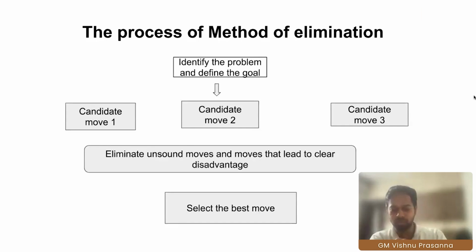Candidate move 3 is bad. Okay, let me eliminate that. So I need to only calculate 2 and 1, and then finally we select the best move and make it, right? So this is the simple process of method of elimination, guys. Is that clear?